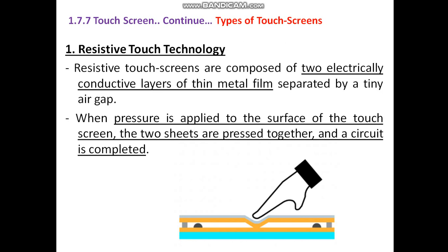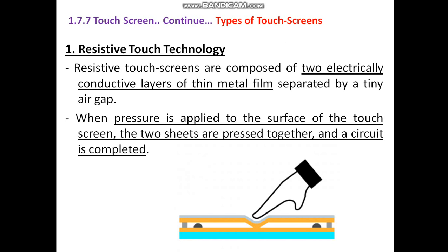Resistive touch screens are composed of two electrically conductive layers of thin metal film separated by a tiny air gap. A resistive touch screen works a bit like a transparent keyboard overlaid on top of the screen. There is a flexible upper layer of conducting polyester plastic bonded to a rigid lower layer of conducting glass.